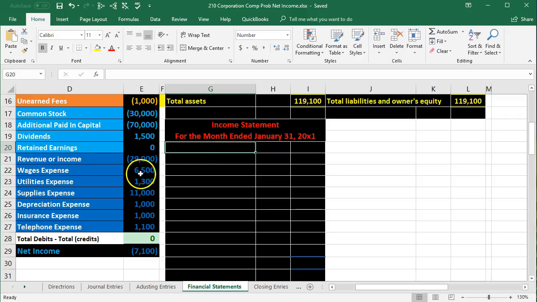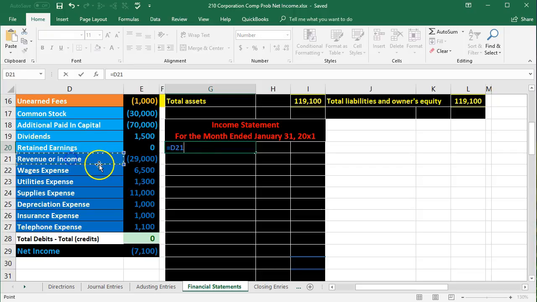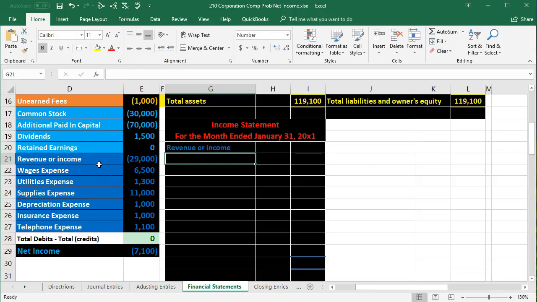Okay, so we're going to start with the revenue or income. That'll be our first account on the income statement. We're just going to start up top, and I'm going to say equals and point to that revenue or income. I'm going to pull this out into the outer column, not because it's a debit or credit. Remember that these don't represent debits or credits. These are just subcategories.